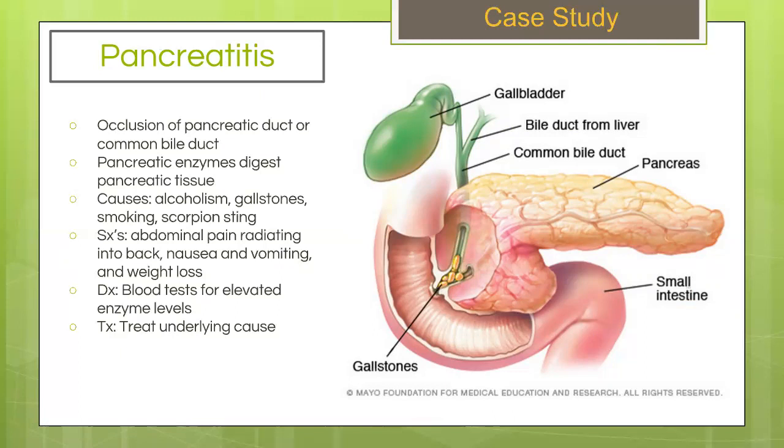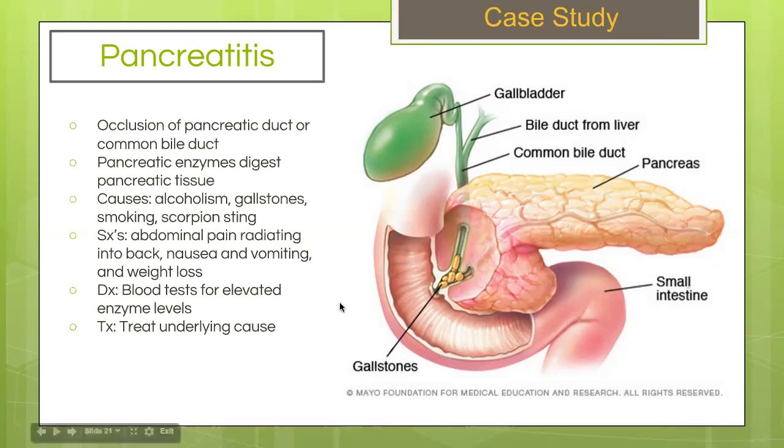Common causes are alcoholism, gallstones, smoking, and a fun trivia fact, scorpion sting. The symptoms would be abdominal pain so severe that you feel it all the way radiating into your back, nausea and vomiting, and weight loss.